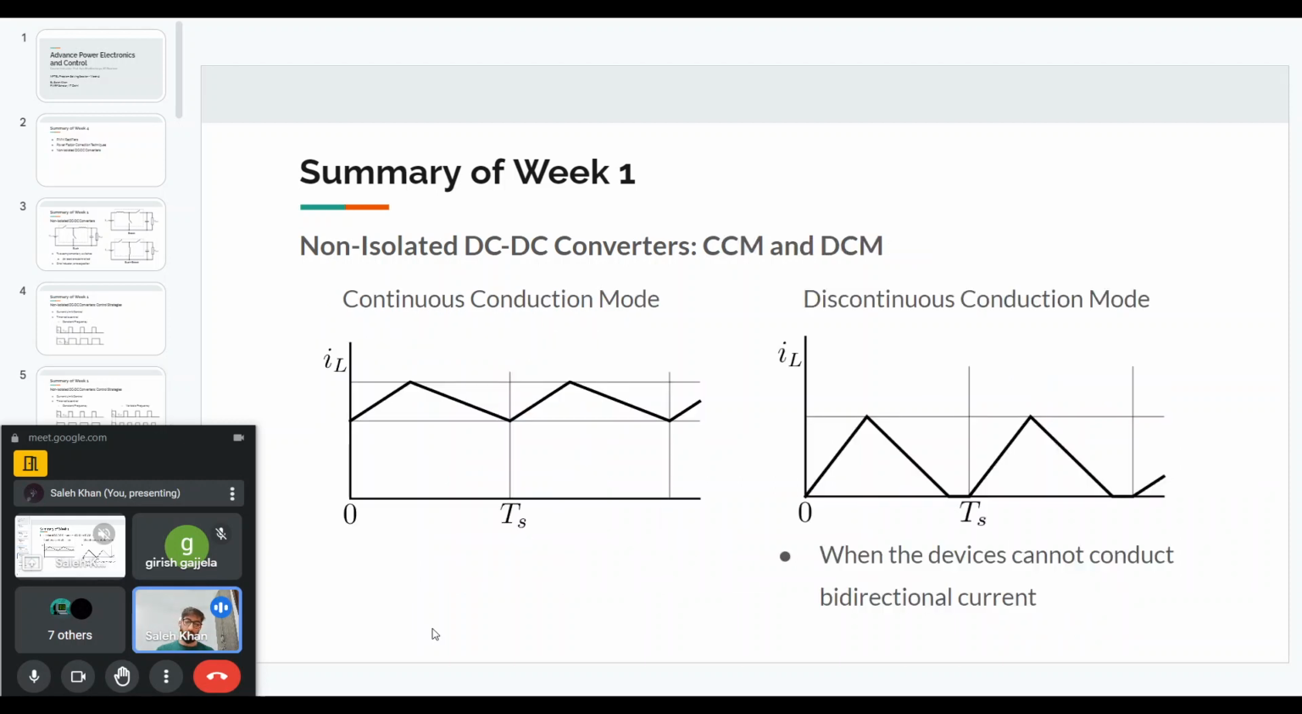Now something that you will hear often is CCM and DCM. CCM means continuous conduction mode and DCM is discontinuous conduction mode. So for example, on the left, I have shown an example of a continuous conduction mode. So the inductor current in this case is always positive.